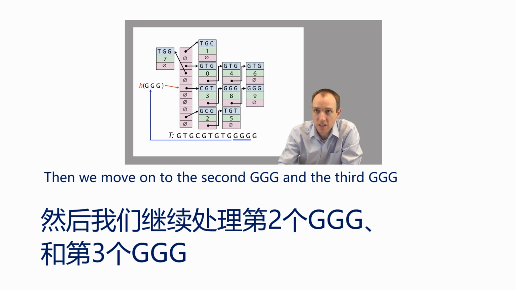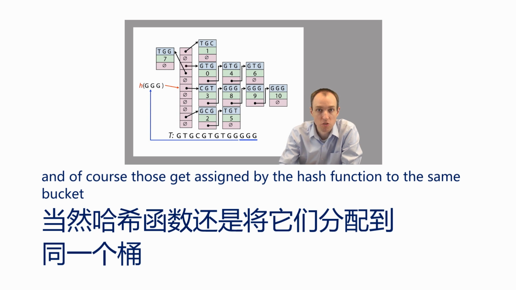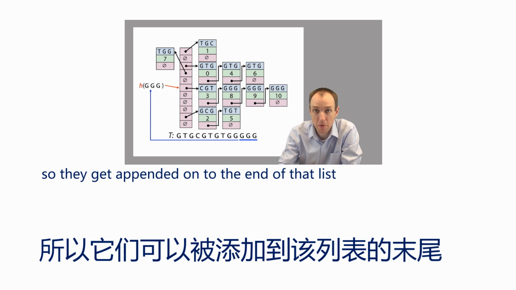Then we move on to the second GGG and the third GGG, and of course those get assigned by the hash function to the same bucket. So they get appended onto the end of that list.